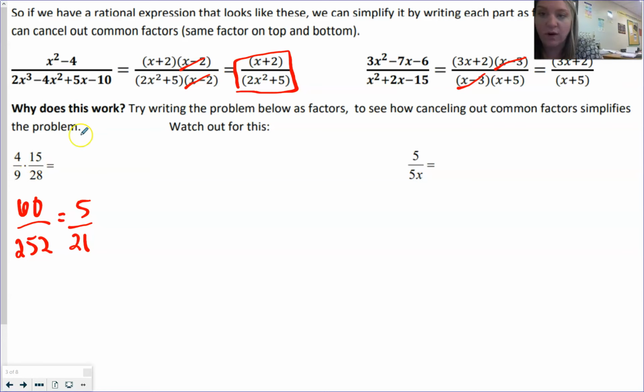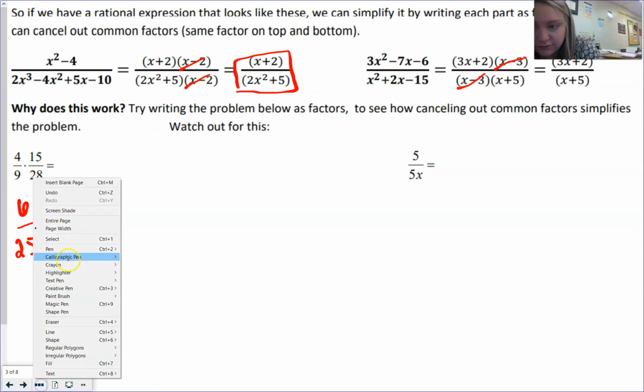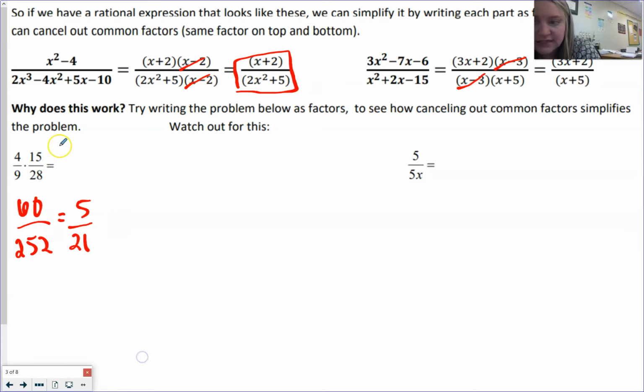Like 4, I can rewrite 4 to be 2 times 2. I can rewrite 9 to be 3 times 3. 15 I can rewrite as 3 times 5. 28 I'm going to rewrite as 4 times 7.